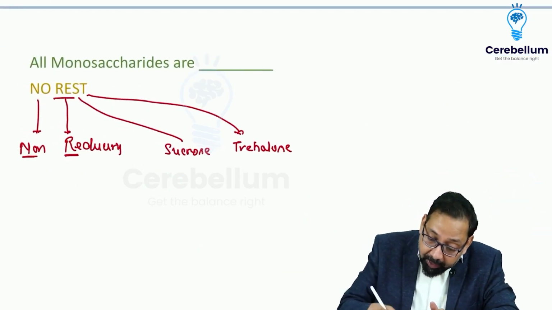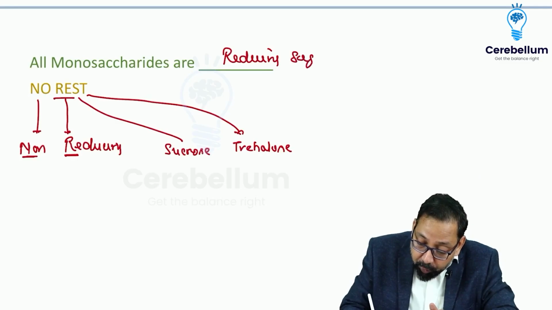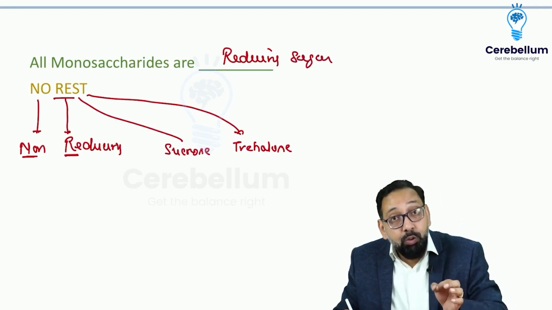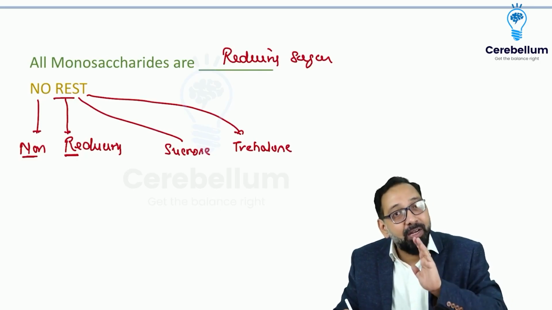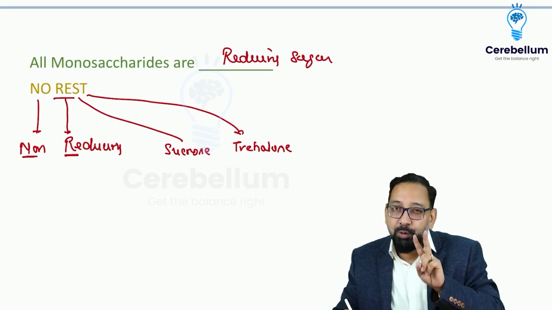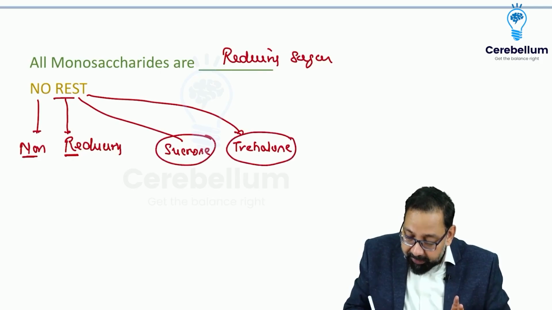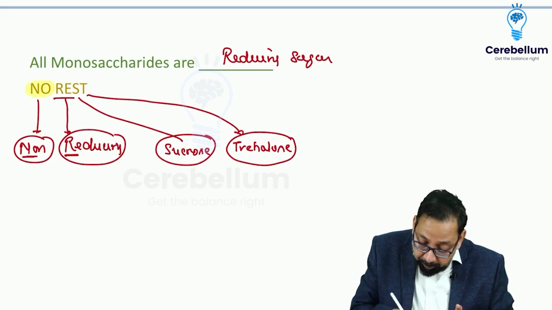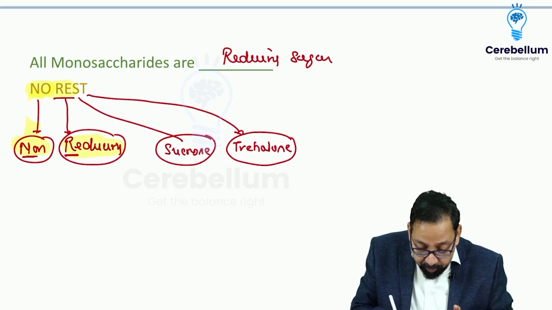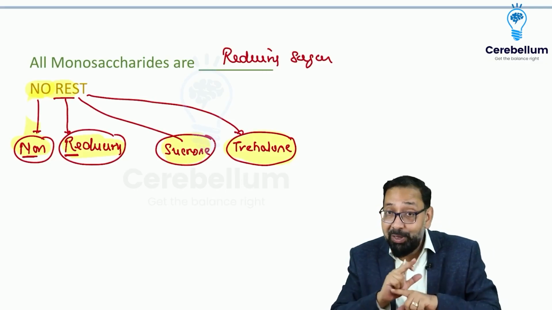Now we come to the reducing property of carbohydrates. All monosaccharides are reducing sugars. All monosaccharides, it may be glucose, fructose, mannose, galactose, are having free functional groups. Aldehyde and keto groups are free, so they all are reducing sugars. Questions are asked on two sugars which are non-reducing. Sucrose and trehalose are disaccharides which are non-reducing. Mnemonic is NO REST. NO means non-reducing, RE for reducing, S for sucrose, T for trehalose. Now you are preparing, so you will not take rest.